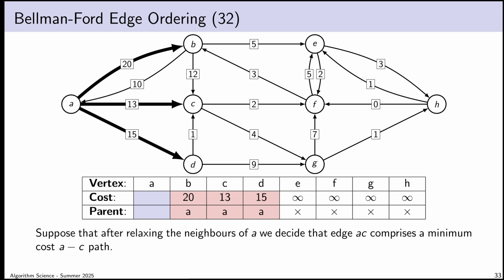Similarly for vertex D, the cost to get to vertex D is 15, but how do I know that there's not some way of getting from vertex C to vertex D in a total cost of 1, which would mean that the total cost of vertex D is actually 14? Conversely, if the cost of going directly from A to C is 13, how else could I get to vertex C?